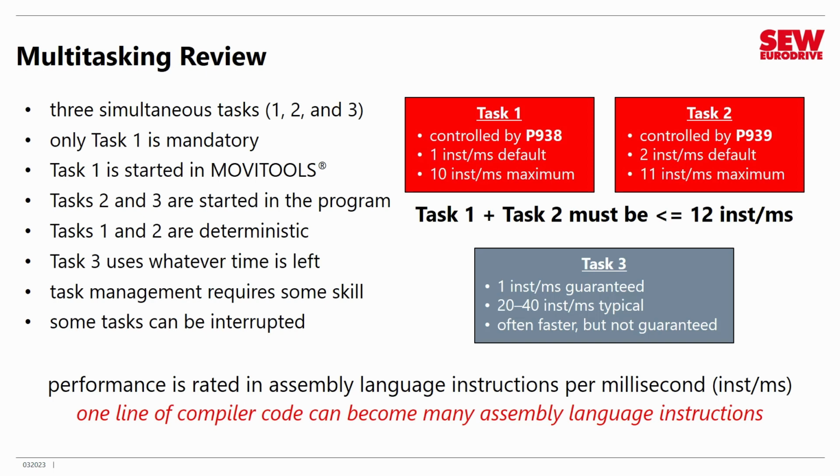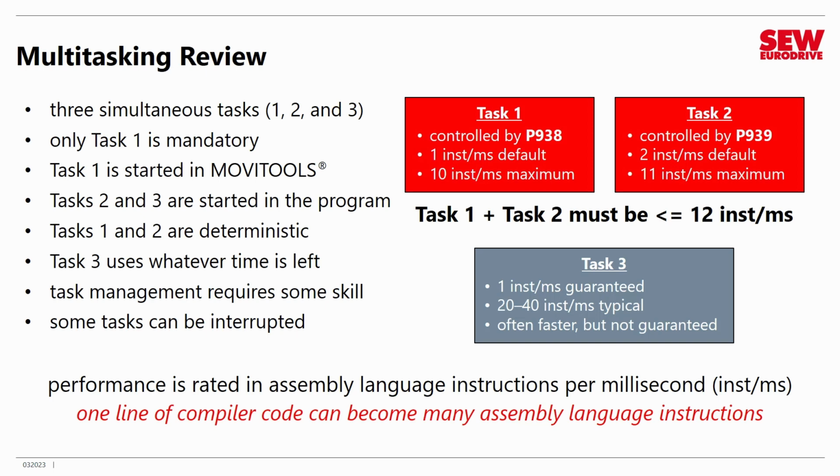Tasks numbers 1 and 2 are deterministic. In other words, they have a very predictable execution time. Their execution time can actually be adjusted by tweaking 2 parameters, P938 for task 1 and P939 for task 2. Do remember the little rule that the time tasks 1 and 2 occupy must be less than or equal to 12 instructions per millisecond. Don't adjust them so they're trying to execute more than that number of instructions per millisecond. If you do, some weird things can happen.